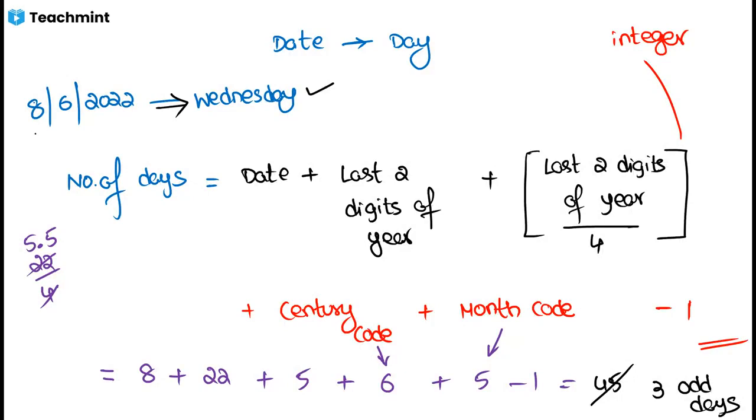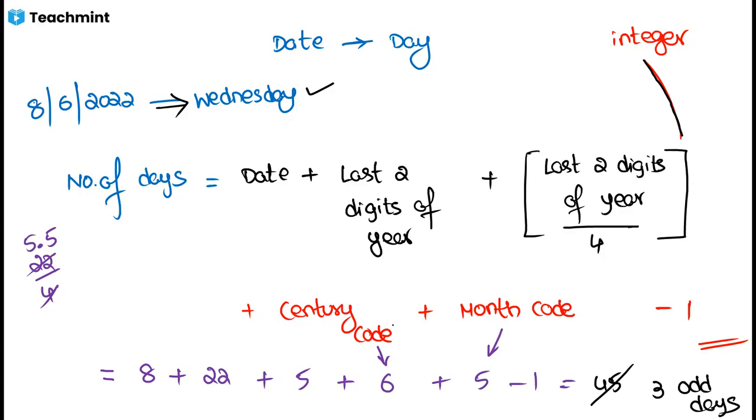The date is given in the question. The last two digits of the year are available, and the last two digits of the year are divided by 4. That's also clear, I hope. But take only the integer part. I'm clearly mentioning here, take the integer part. Then the century code and month code, I'll explain in the next slide. Minus 1 we have to perform at the end. Then you get the number of days. We want odd days only, so we should divide by 7.